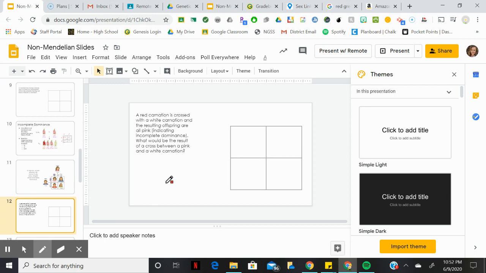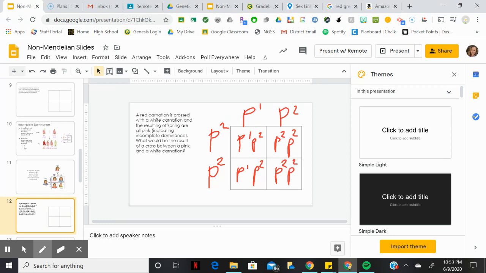Pink flower would be the heterozygous, right? Because red and white make pink. So you'd have a heterozygous parent, P1, P2, and then a white carnation will make P2. Okay, and then that would mean that red is P1. So then you do your cross, P1, P2, P1, P2, P2, P2, P2, P2.